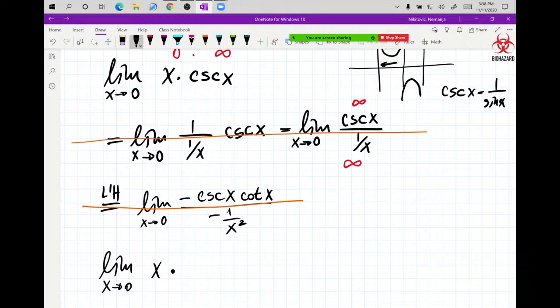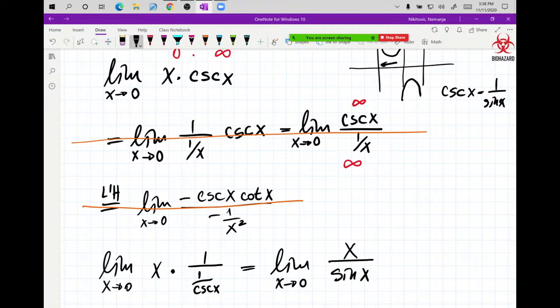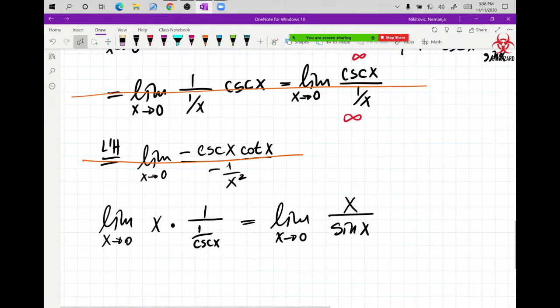of x times 1 over cosecant x. Now, we can simplify this simply by saying x over sine x, because this x will multiply the 1, so that's your x on top, and then 1 over cosecant is your sine in the denominator. So now that I have that, and I plug in my 0, I get 0 over 0.